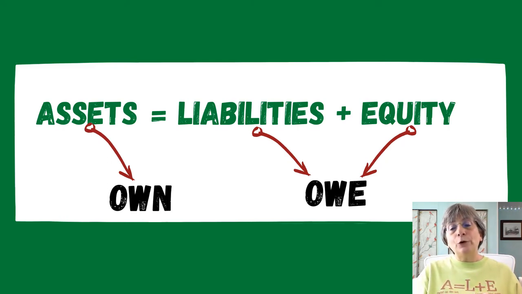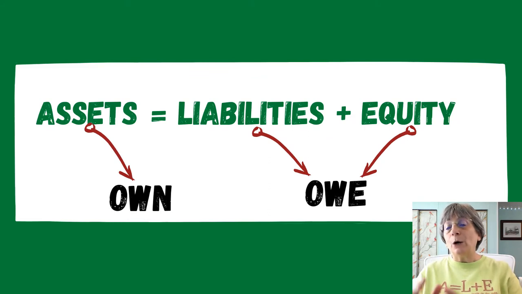Now let's jump over to the other side of the equation and talk about liabilities and equity. So when we're talking about liabilities and equity, we're talking about what the business owes. So assets are talking about what the business owns, and liabilities and equity are about what the business owes.